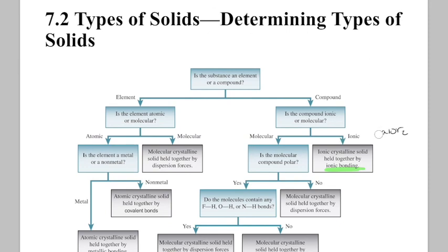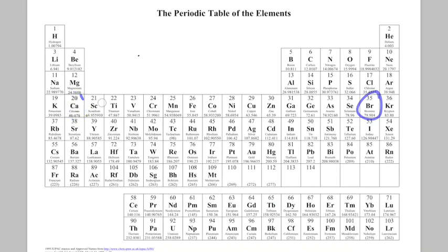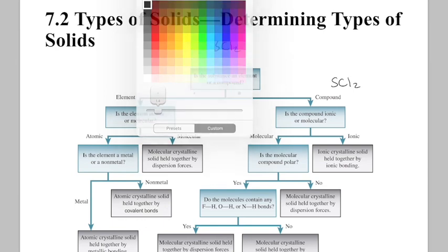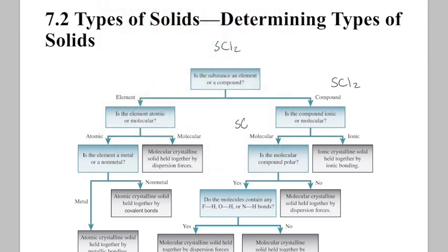And then lastly, sulfur dichloride, SCl2. This is again a compound. We have both sulfur and chlorine. Looking at the periodic table, would you expect this to be an ionic compound or a covalent compound? Sulfur and chlorine, they're both on that nonmetal side of the periodic table. So this would be a covalent or a molecular compound. Is the molecule polar? All right, so this would be the tough part where we actually would have to go through and draw the Lewis structure in order to determine whether or not this molecule is polar. I'll give it to you here.